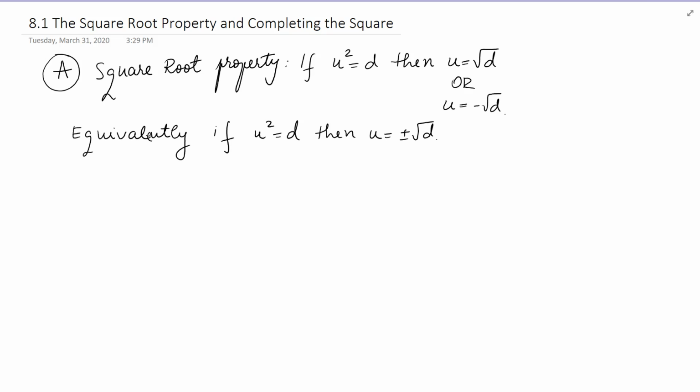Okay, so let's talk about the square root property, completing the square, and solving quadratic equations by completing the square. Let's start by talking about the square root property.